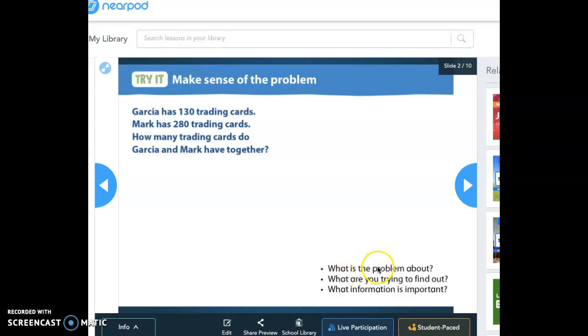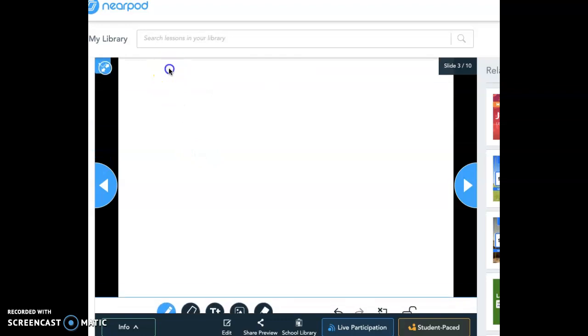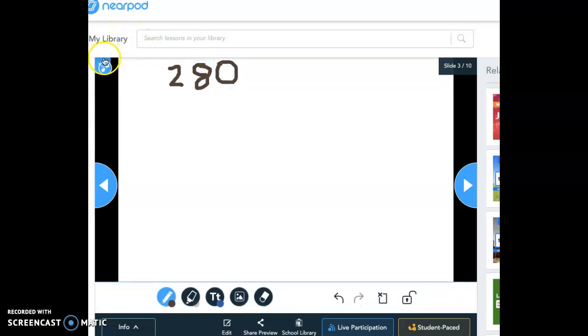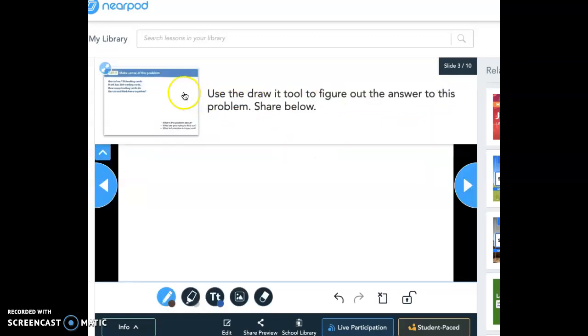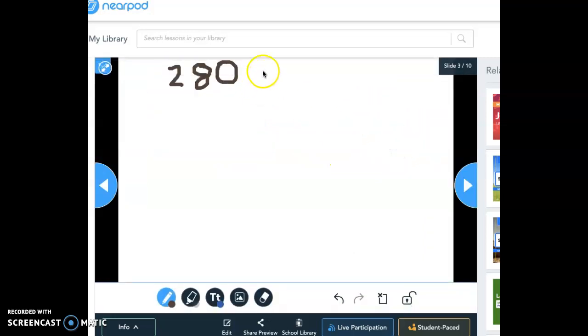So what is the problem about? The problem is about trading cards. What are we trying to find out? We're trying to find out how much Garcia and Mark have together. And what information is important? The 130 and the 280 are important. So I'm going to write those numbers right up here so I remember what they are. Now I forgot what they are already. So I'm going to click and look. 280 and 130.